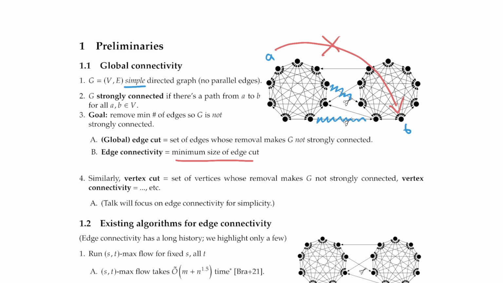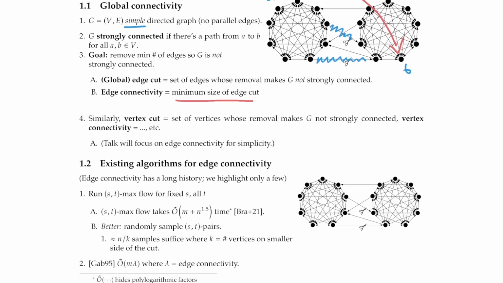Similarly, we can define a vertex cut to be a set of vertices whose removal makes G no longer strongly connected. And you have vertex connectivity and so forth. While our work does edge connectivity and vertex connectivity, for simplicity, I'm going to focus the talk on edge connectivity, making small comments about vertex connectivity here and there.